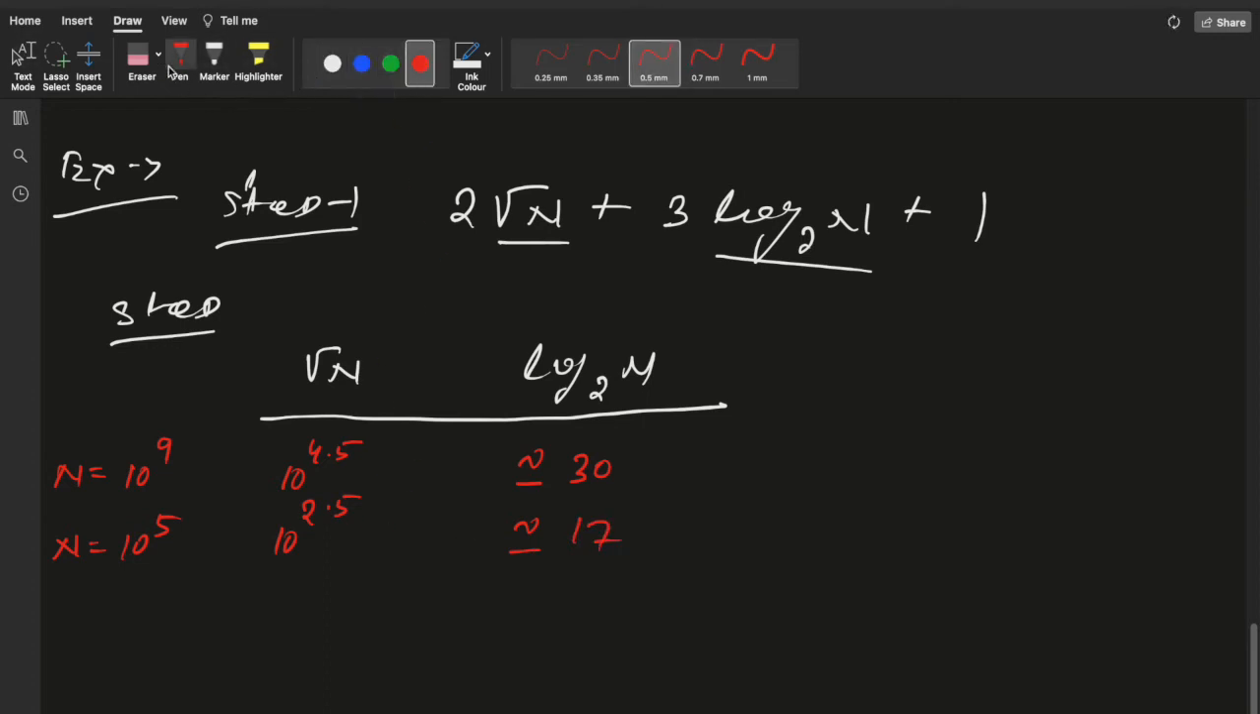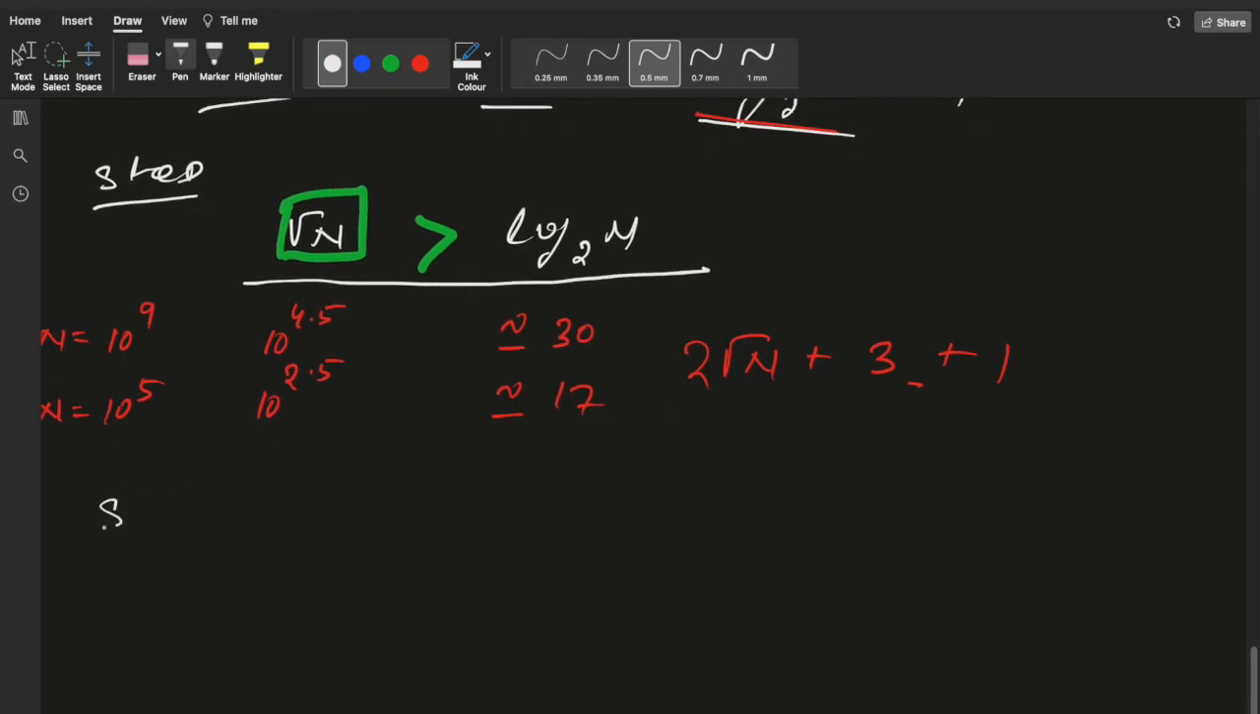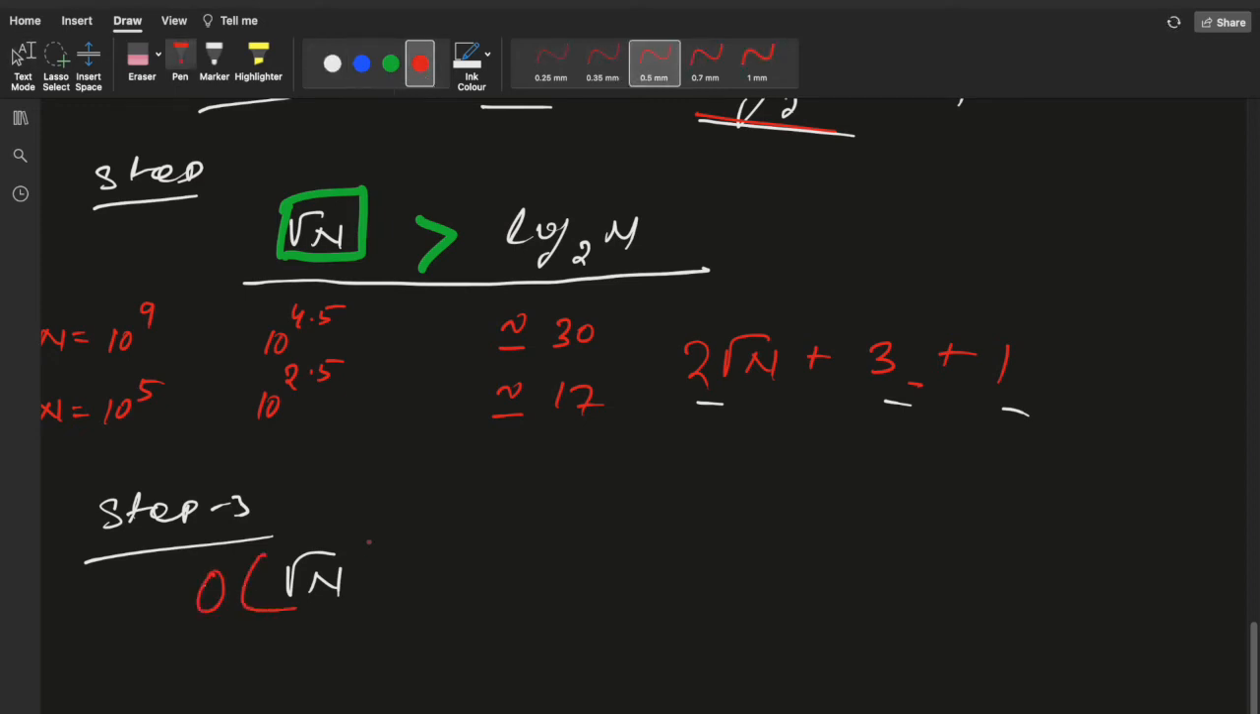So if you compare both, who is the bigger? Square root of n is bigger than log n, right? Now we need to ignore log n, as it is a lower order term. So the final equation will be 2 square root of n plus 3 plus 1. As I ignored log n, it is not present here. Now in step 3, we need to ignore the constants. Here we have 2, 3, 1. These are the constants. So finally, the output will be square root of n, so the time complexity will be big O of square root of n.